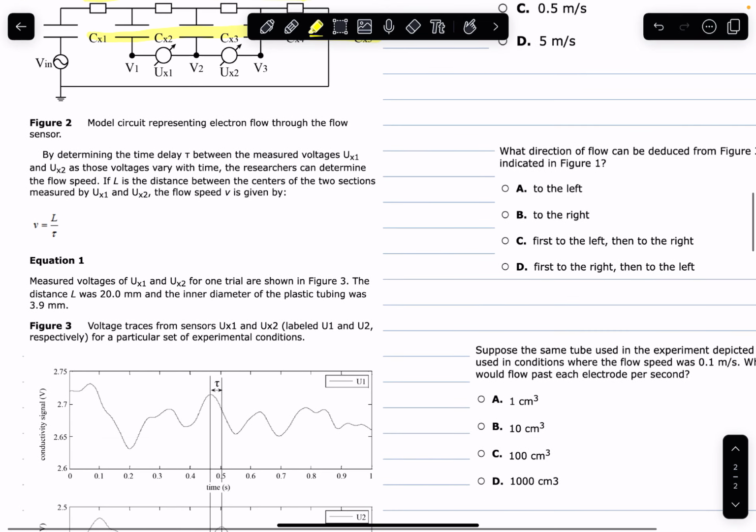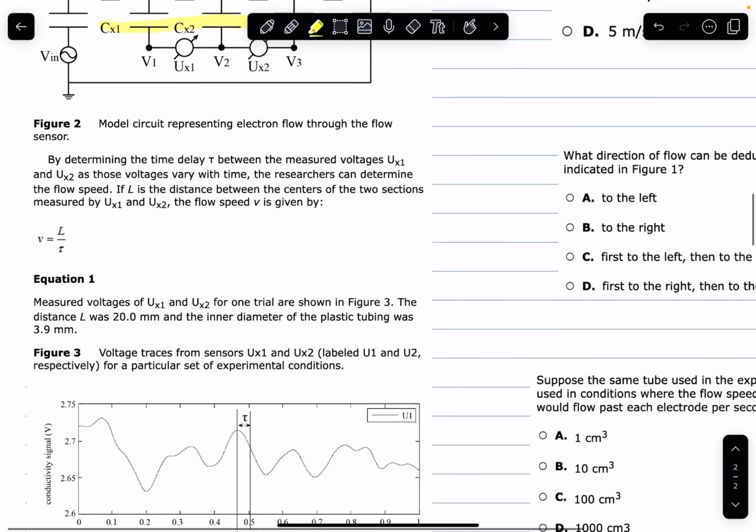Okay, let's keep reading. By determining the time delay T between the measured voltages UX1 and UX2, as those voltages vary with time, the researchers can determine the flow speed. Okay, if L is the distance between the centers of the two sections measured by UX1 and UX2, the flow speed V is given by.